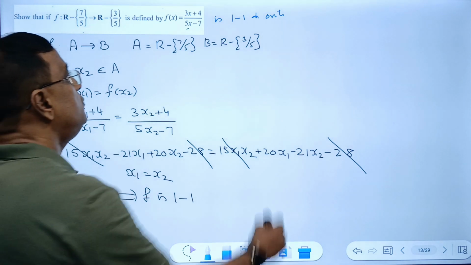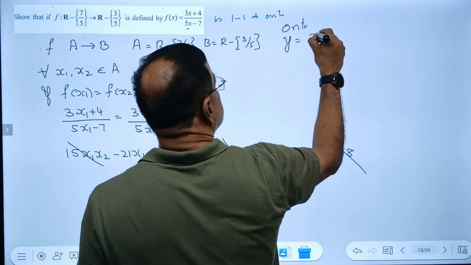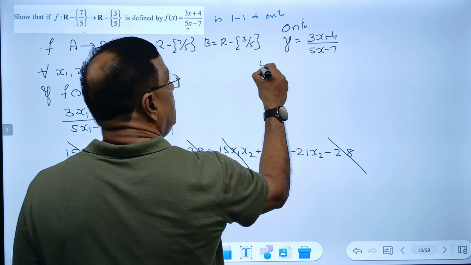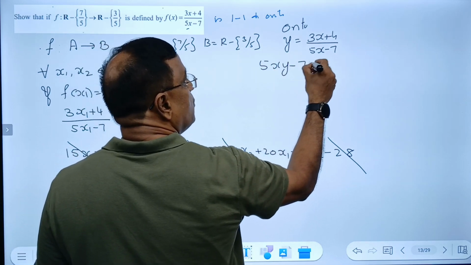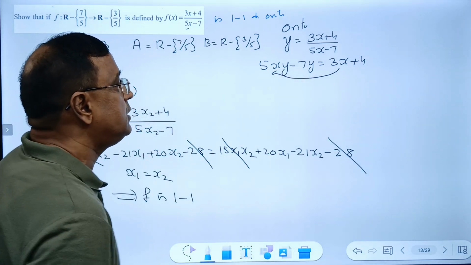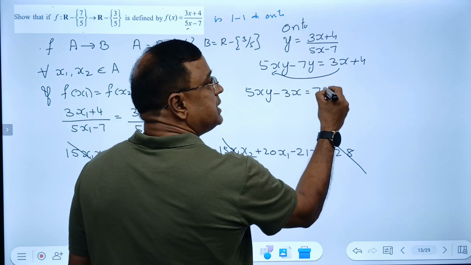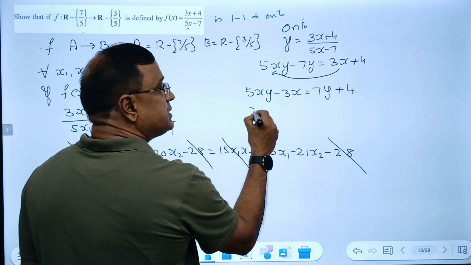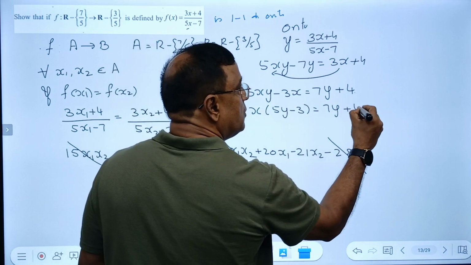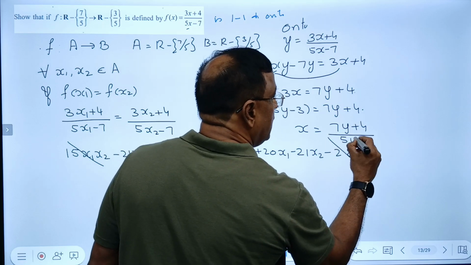This implies f is 1 to 1. Now to check onto, very simple, you try to find x in terms of y. I have y equal to 3x plus 4 divided by 5x minus 7. Cross multiply, 5xy minus 7y equal to 3x plus 4. Take the x terms to this side. What do you get? 5xy minus 3x is equal to 7y plus 4. So x is common. You get x times 5y minus 3 equal to 7y plus 4. Therefore, x is equal to 7y plus 4 divided by 5y minus 3.